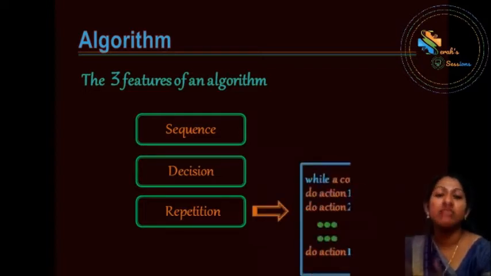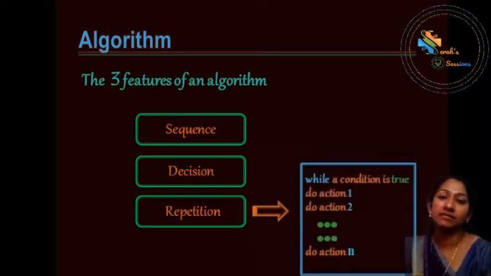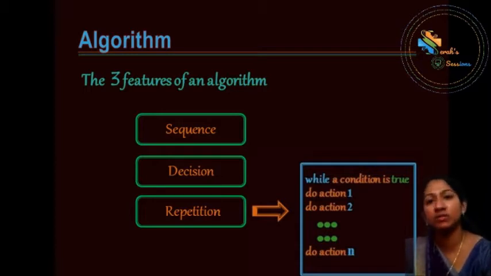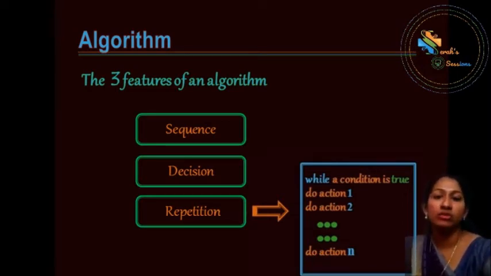The next one is repetition. Like while a condition is true, you have to repeat the steps from 1 to n. While is one of the statements that can be used for repetition. There are other statements used in programming for repetition. We'll be dealing with them when I teach programming. Okay, next we'll move on to examples.